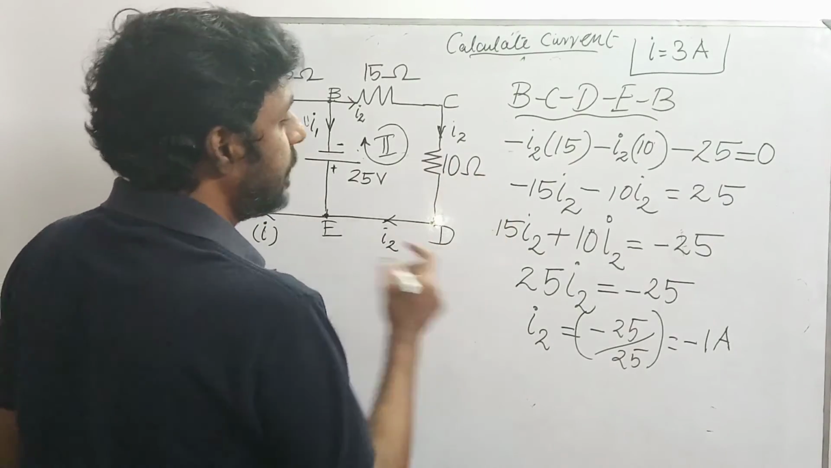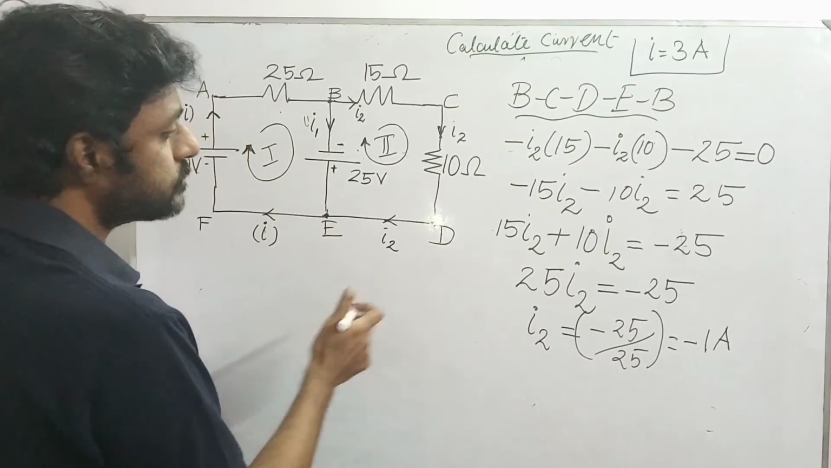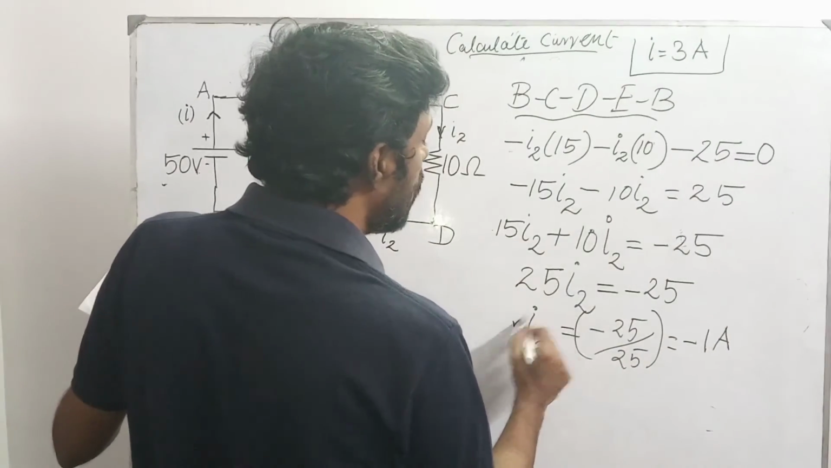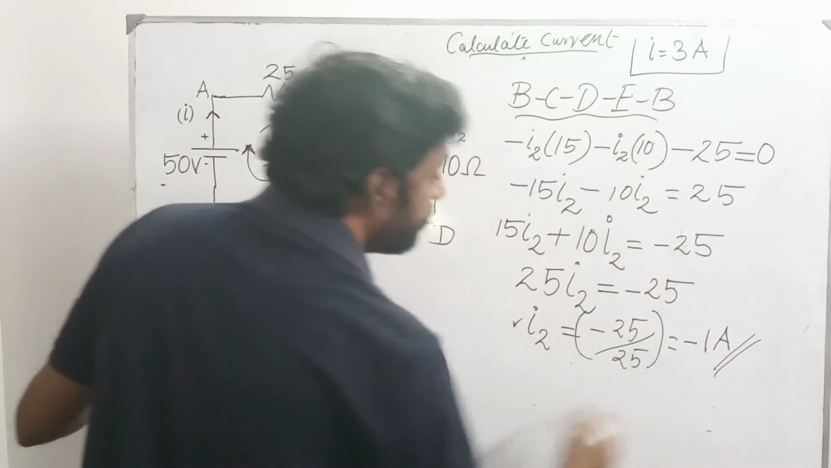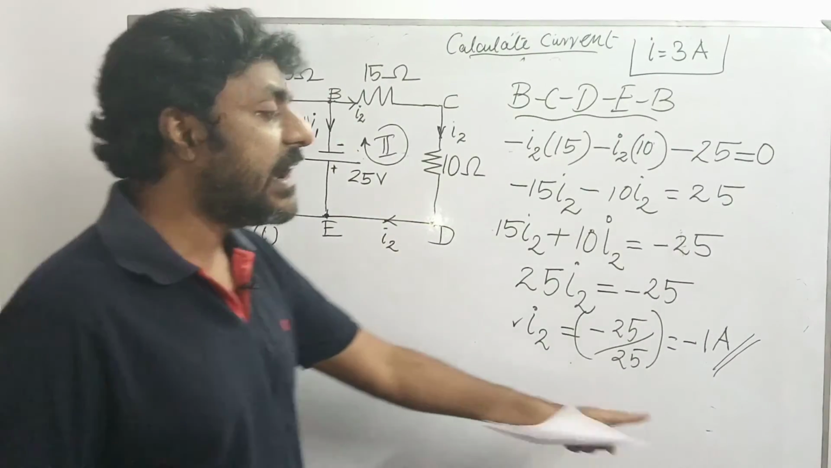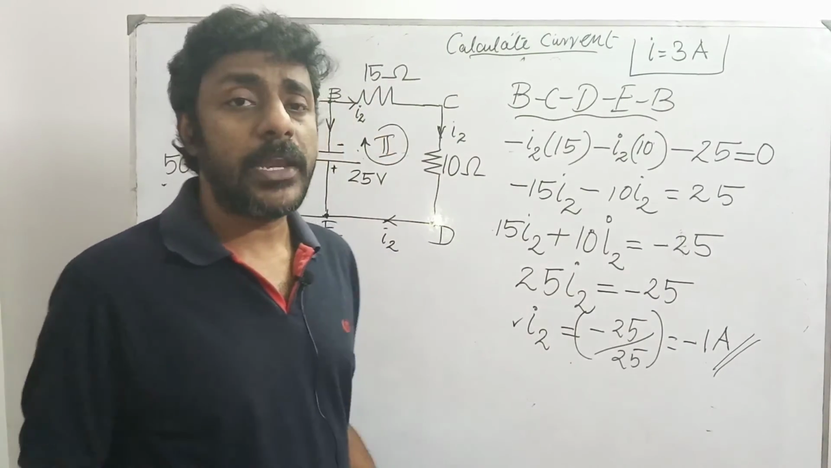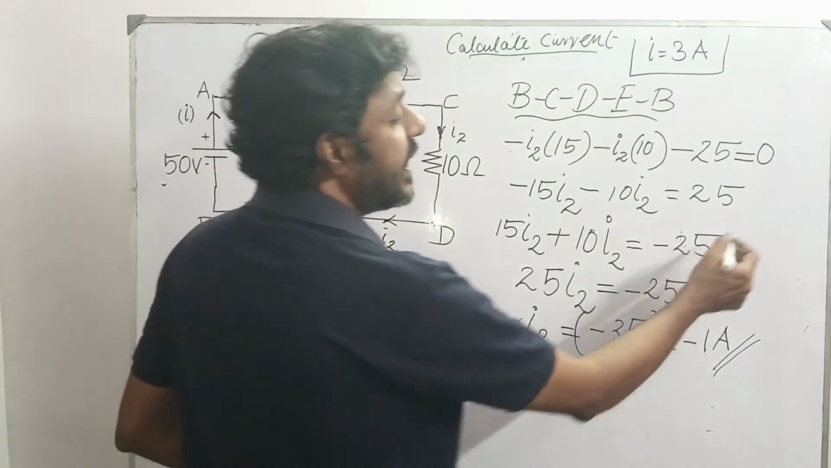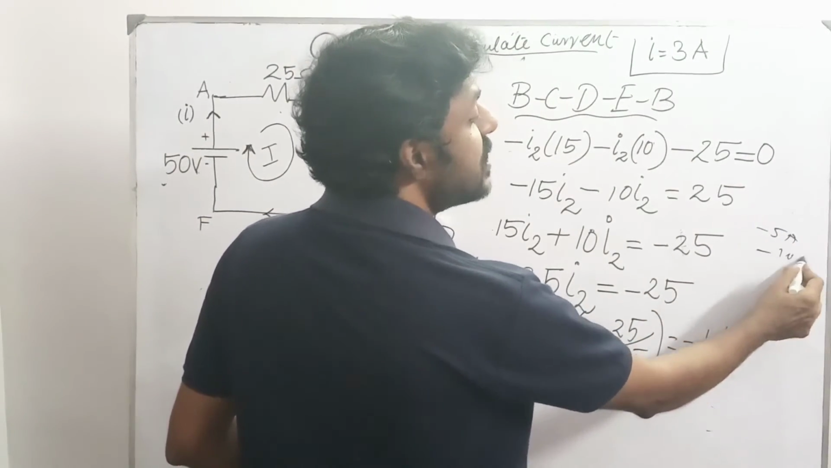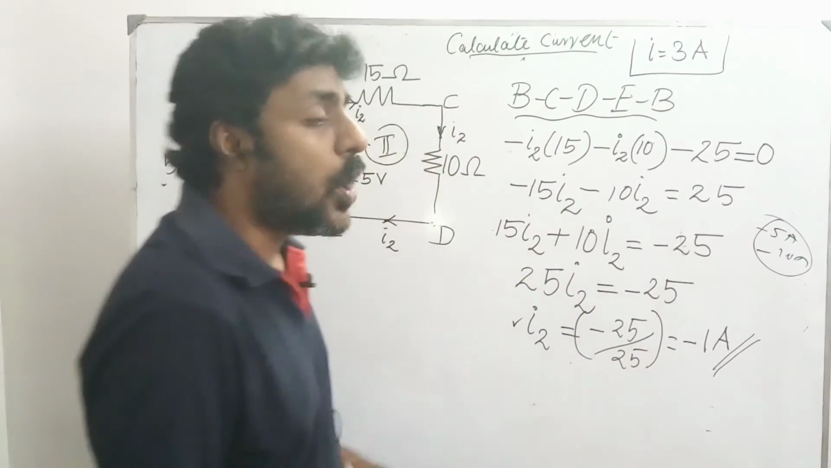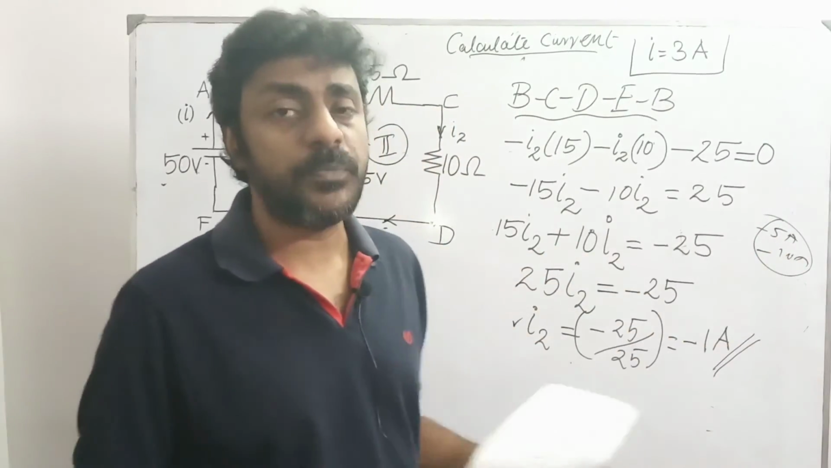But now what will happen? You have found the value of I2. I2 is nothing but minus 1 ampere. So will any current have a negative value? Currents won't have a negative value like minus 5 amperes, minus 10 amperes. You always get the value of current as positive.